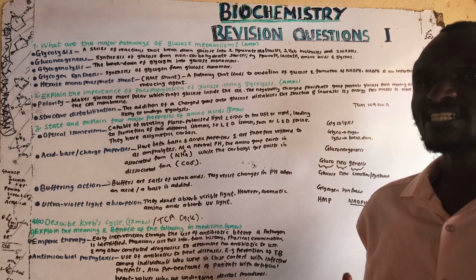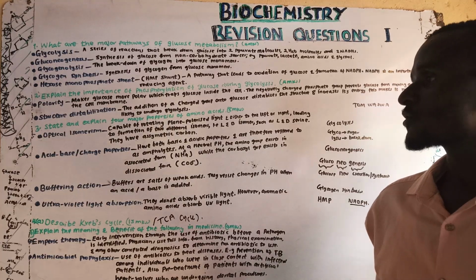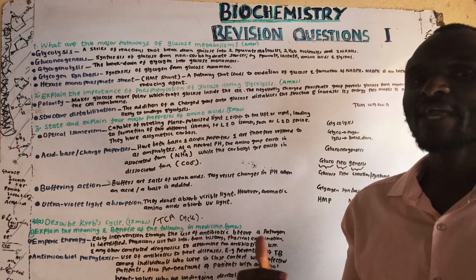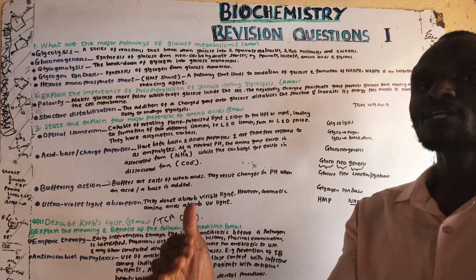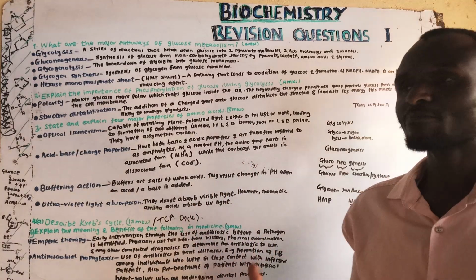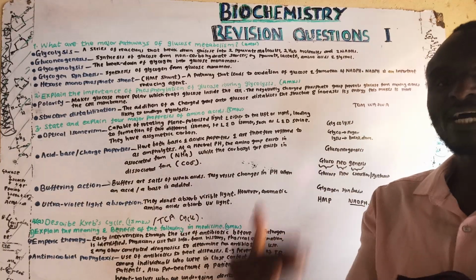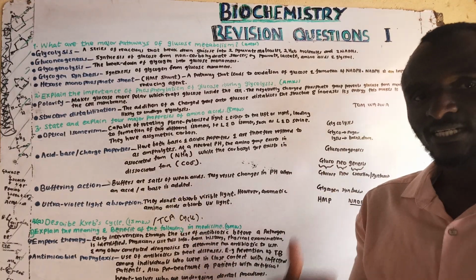Then also structure destabilization. When we add a negative moiety on the glucose molecule, it becomes more unstable, and this makes it more likely to undergo glycolysis.